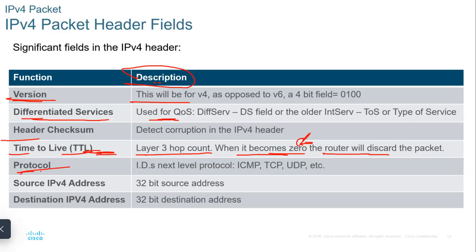Then we have the protocol. This identifies the protocol used next: is it ICMP? Is it TCP? Mostly, it identifies the transport layer protocol used in the upper layer. Then lastly, we have source and destination. These are the IP addresses of the end devices.